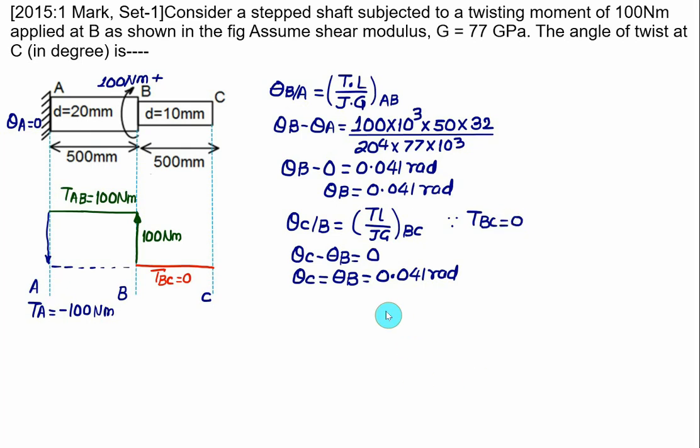And finally we have to give this answer in degrees. So we have 0.041 multiplied by 180 divided by pi. Approximately, in degrees, this answer is close to 2.36 degrees.